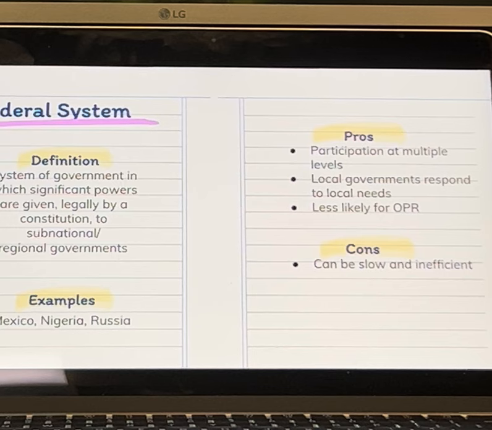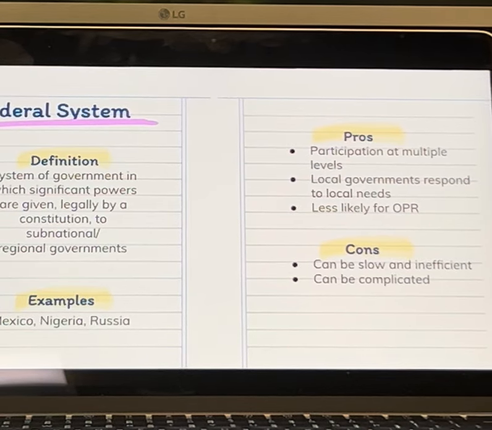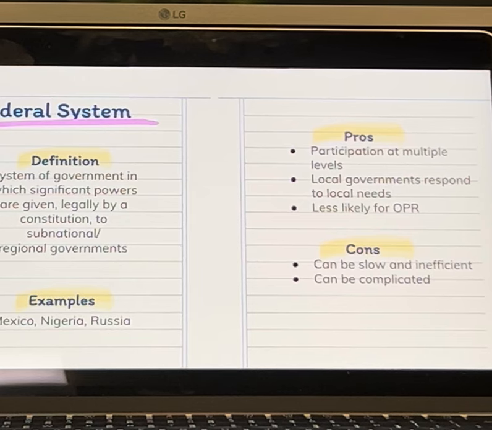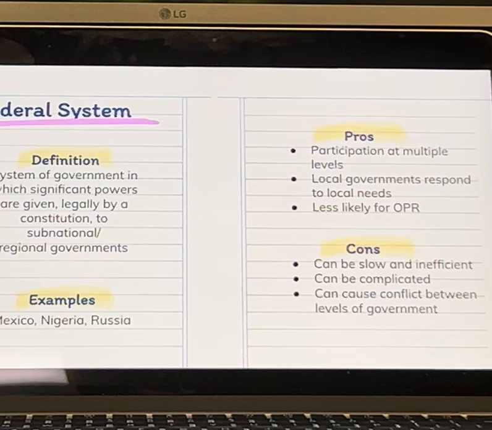Okay, and then the cons are that federal governments can be slow and inefficient because there are multiple levels that all have to work together, and that never happens, as you, the viewer, are probably well aware. They can be really complicated and hard for citizens to understand, so they don't really know what they're participating in. And they can cause conflict between levels of government when the local government says one thing, the state government says one thing, and the federal government says one thing, and nobody agrees, and that is why they're slow and inefficient.